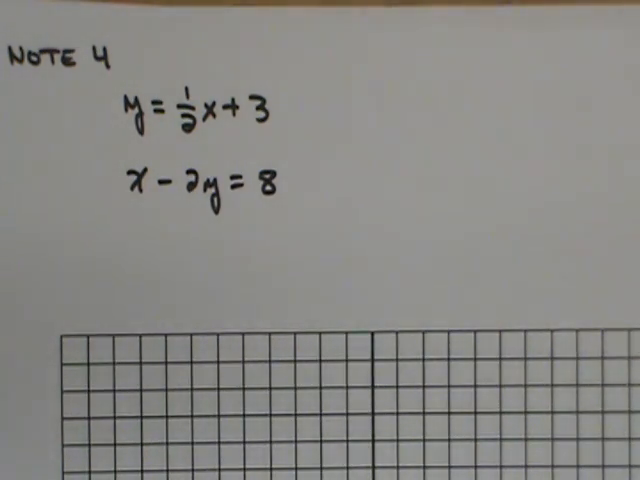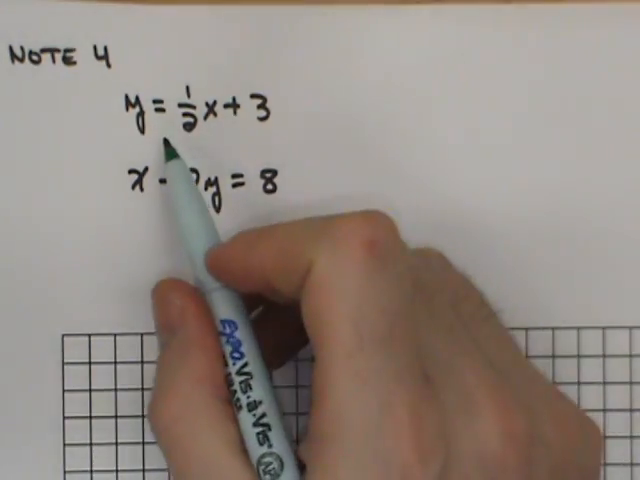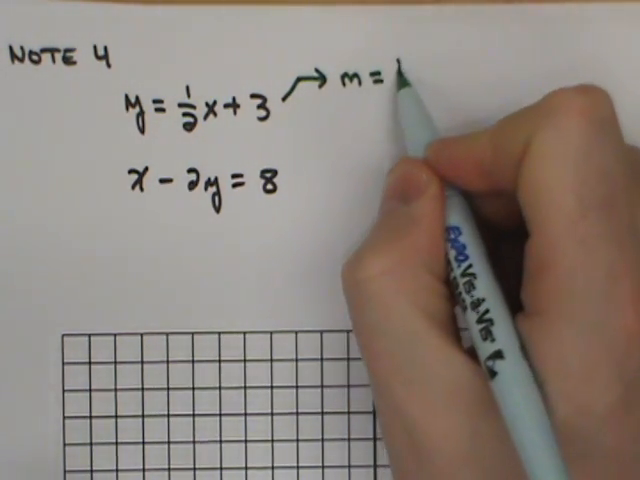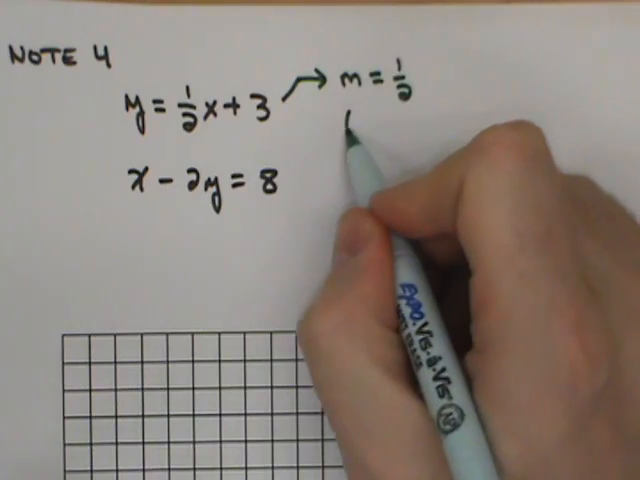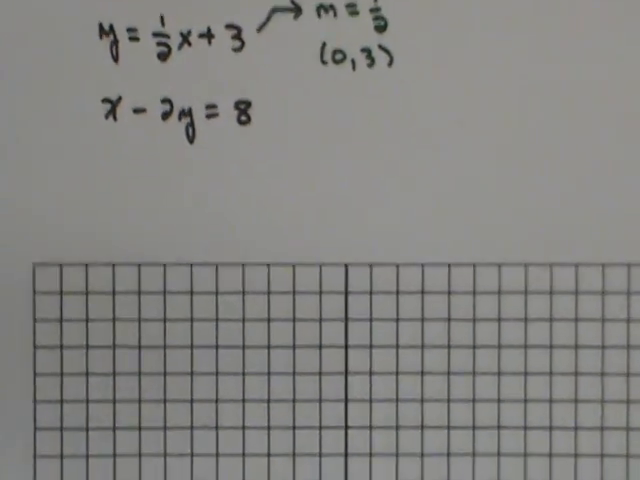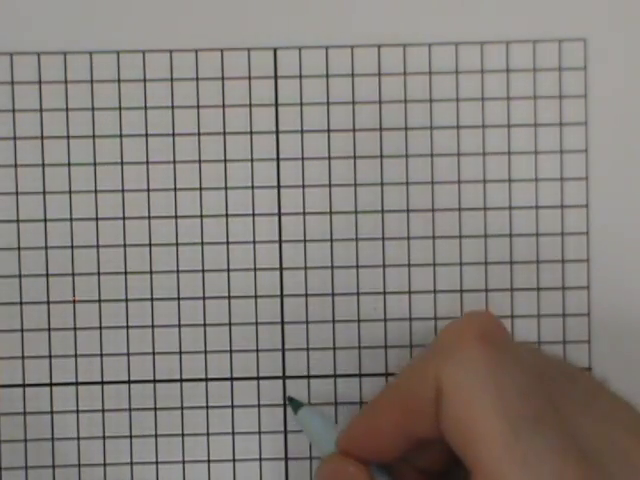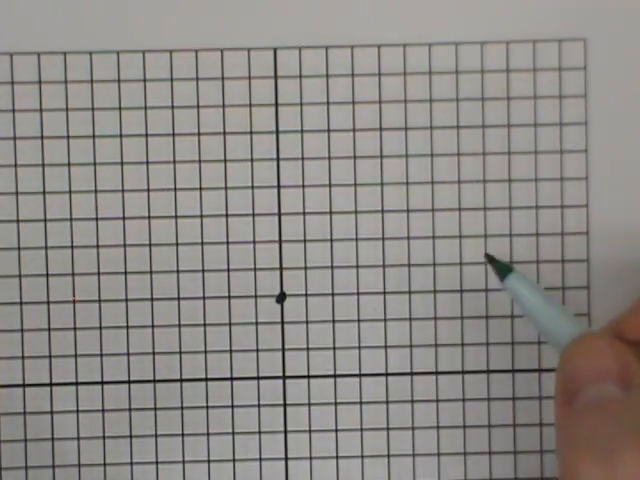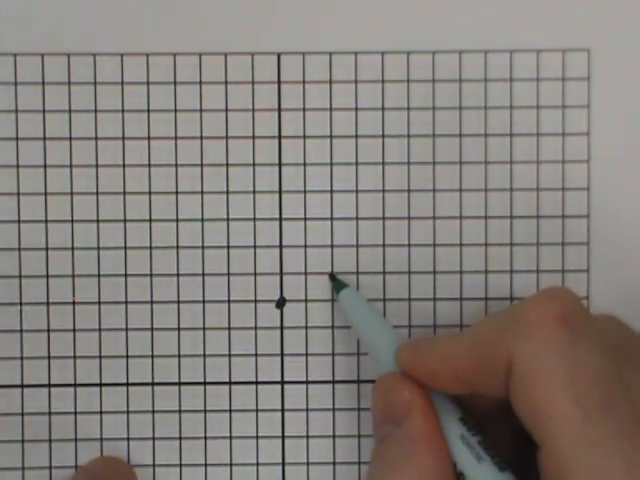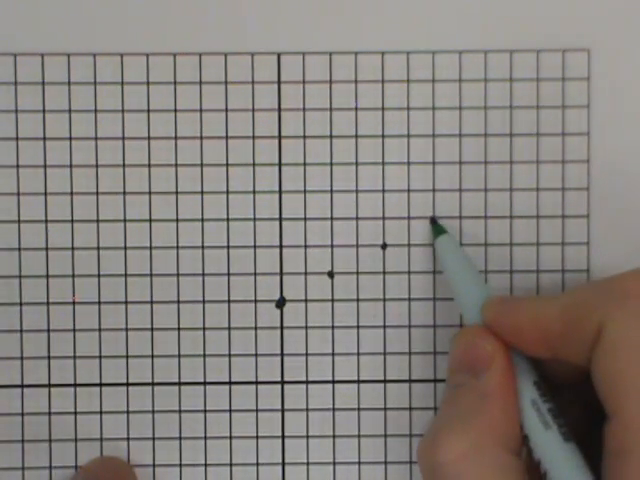Here's note 4. From the first line, it's in slope-intercept form, so I can pull out a slope. I can say the slope is 1/2, and a nice point of (0, 3). I'll graph that. As I move down to my graph, it tells me to go to (0, 3) as my starting point. I follow the slope. The slope is telling me to go up 1, right 2, up 1, right 2, up 1, right 2.